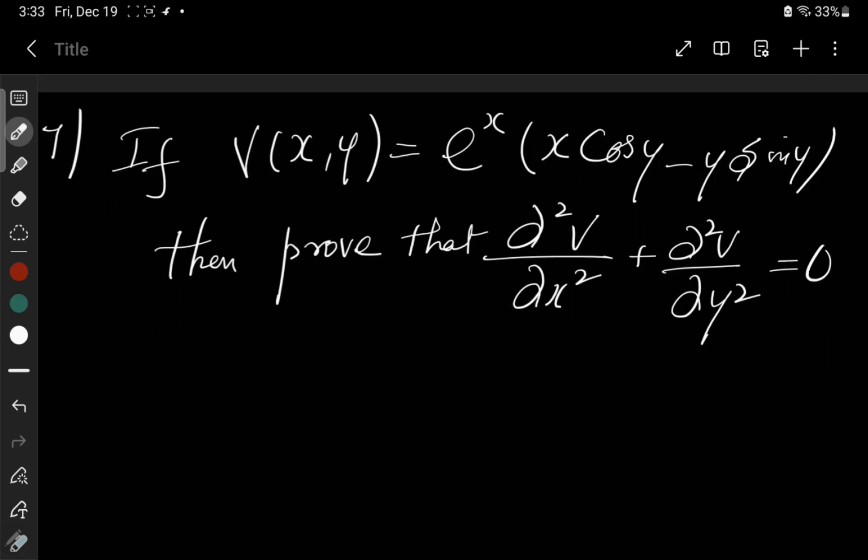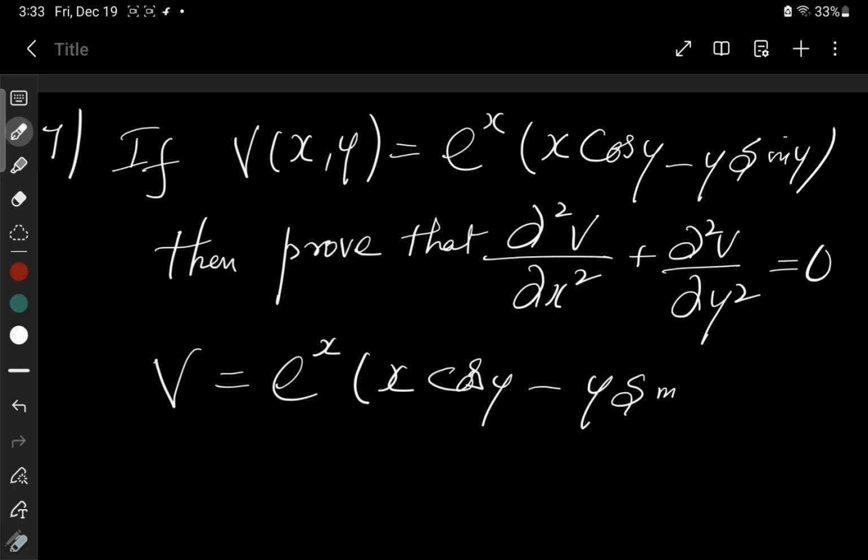See the seventh sum. v is a function of x and y, equal to e power x into (x cos y minus y sin y). Then prove that dou squared v by dou x squared plus dou squared v by dou y squared equal to 0. So v is in terms of x and y, e power x, x cos y minus y sin y. You can take this as a product of two terms.